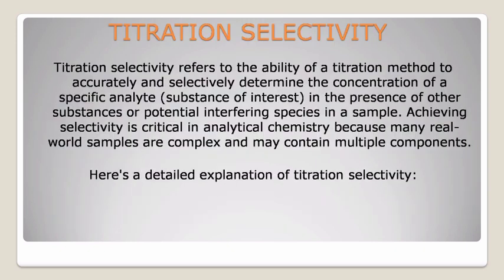Next is titration selectivity. Titration selectivity refers to the ability of a titration method to accurately and selectively determine the concentration of a specific analyte, the substance of interest, in the presence of other substances or potential interfering species in a sample. Achieving selectivity is critical in analytical chemistry because many real-world samples are complex and may contain multiple components. Here's a detailed explanation of titration selectivity.